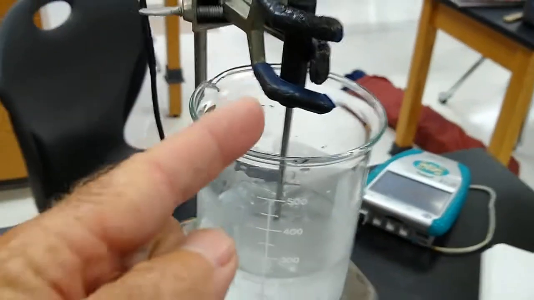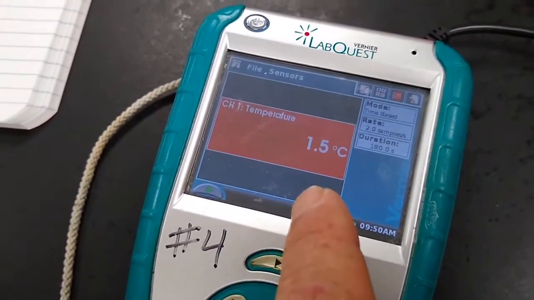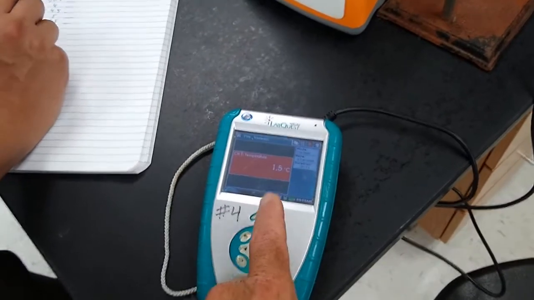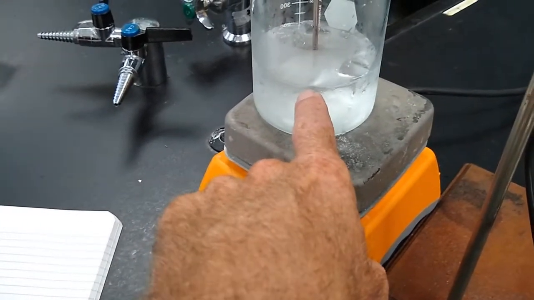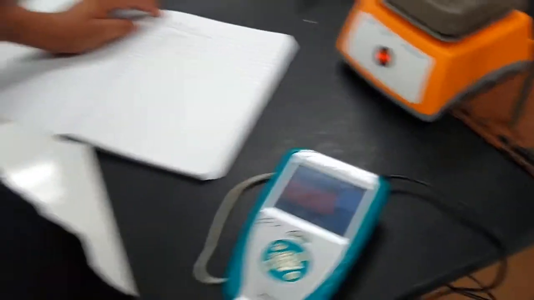And this is a thermometer, and the thermometer is attached to a computer. So you can see we just started here, and it's 1.5 degrees Celsius in there. That's very cold. The freezing point of water in Celsius is 0, and we'll talk about that in just a little bit. But right here, we're melting ice, and it's at 1.5 degrees Celsius.